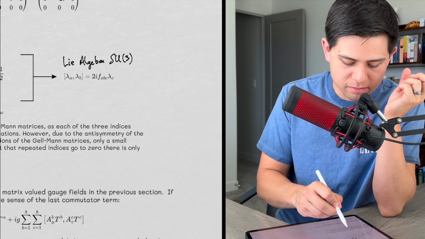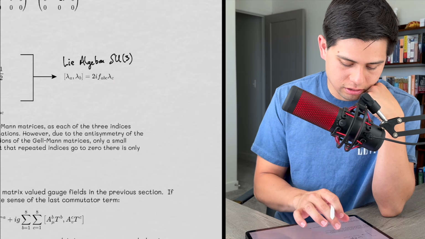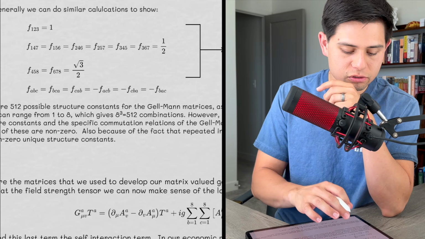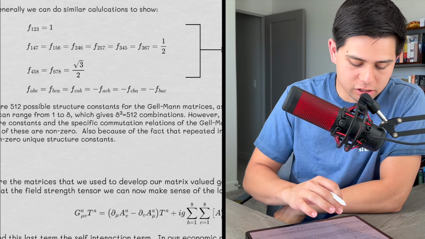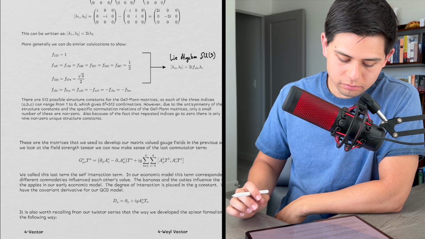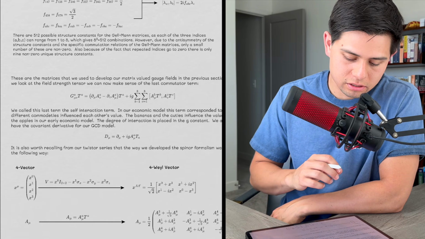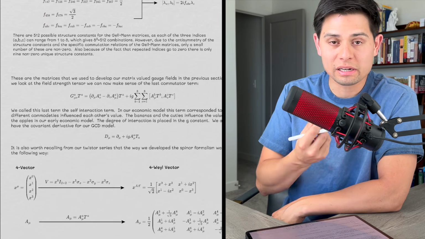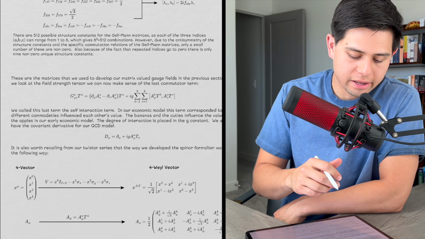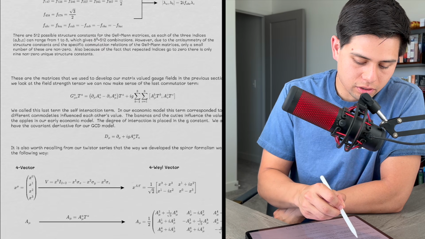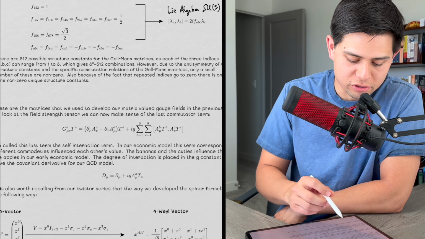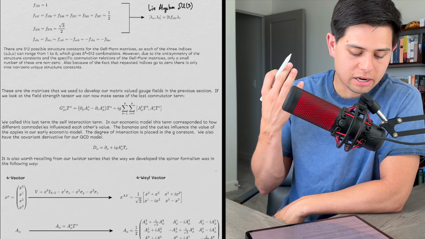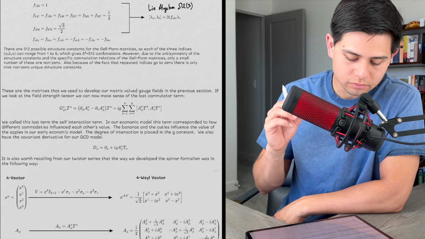For right now, we're just trying to maintain this structure. This is a Lie algebra for SU3. Okay? And so to maintain that structure, we have to define all these constants. Right? So these constants in some sense give us the Lie algebra nature of these matrices. There's 512 possible structure constants, but due to antisymmetry and repeating indices, any structure constant that has repeated indices is going to go to 0. And because these are antisymmetric also, that is going to collapse our 512 possible structure constants down to 9 unique structure constants. So there's that.